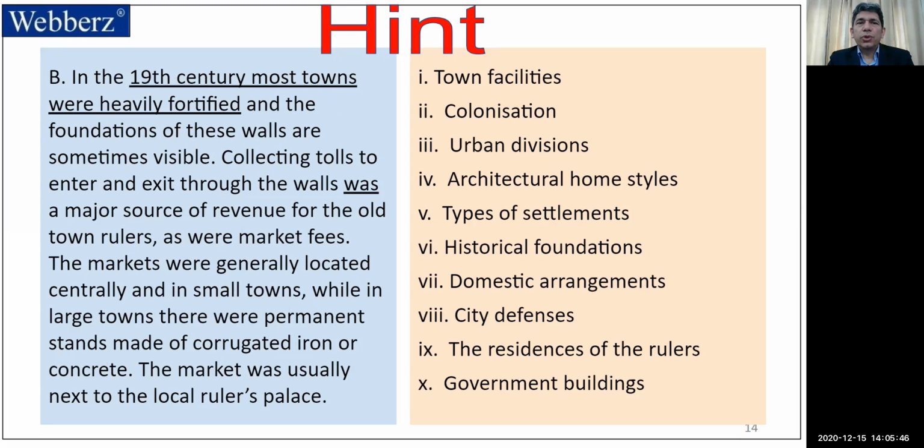Okay, what we see here is the 19th century town history. Everything in the paragraph is 'was', 'they were', 'there was this'. That means it's talking about the past. Figure out which heading would be suitable.